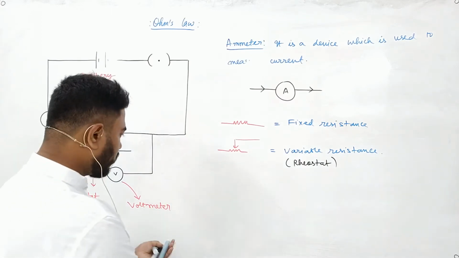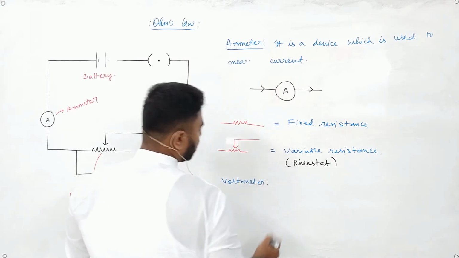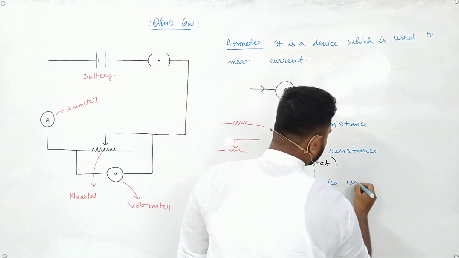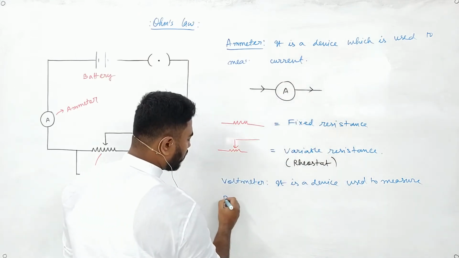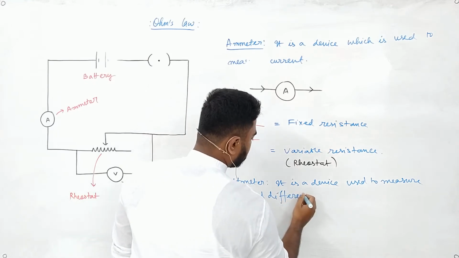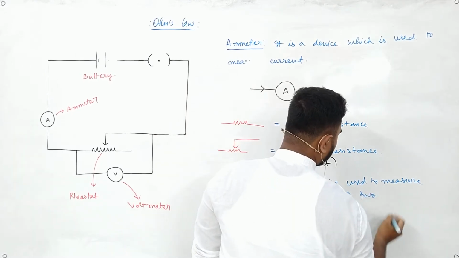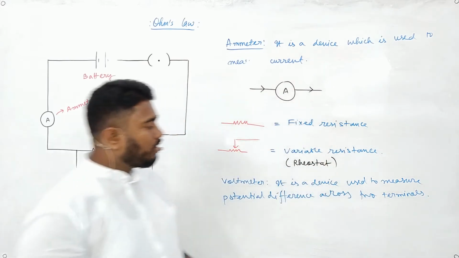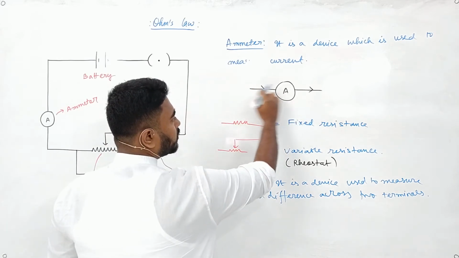Okay, write it down. Voltmeter. It is a device used to measure potential difference across two terminals. Okay, did you notice one thing, that in case of ammeter, this was in line of the current.